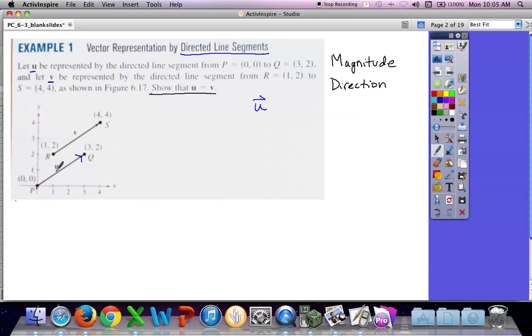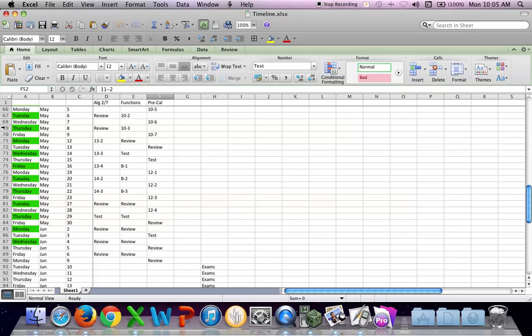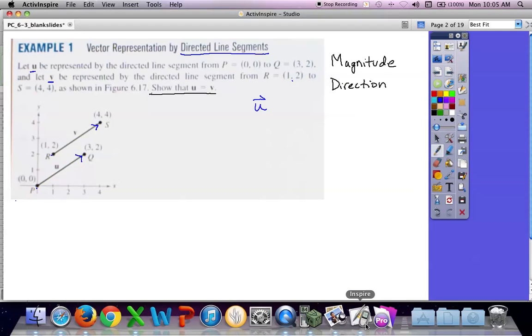And we were told that's u. v has an initial point of 1, 2 and a terminal point of 4, 4. So 1, 2, and 4, 4. And again, this is directed from R to S. There's an arrow at the end of that. Okay, and these are both labeled as vectors.